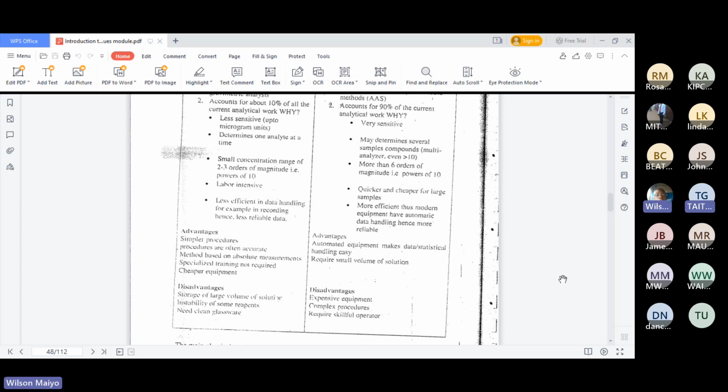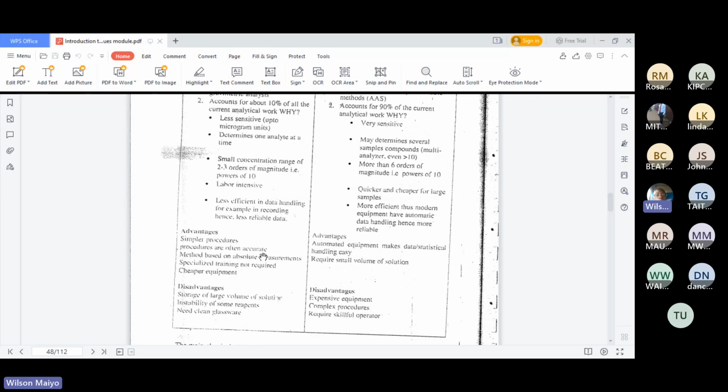And the majority of their procedures are often accurate. Okay. Now, in classical, we are dealing with volumetric analysis and gravimetry. Majority of them involve measurement, and measurements of volume and mass can be done with a lot of accuracy. So that is why generally the classical methods are very accurate. They are often accurate because we are talking of absolute measurements.